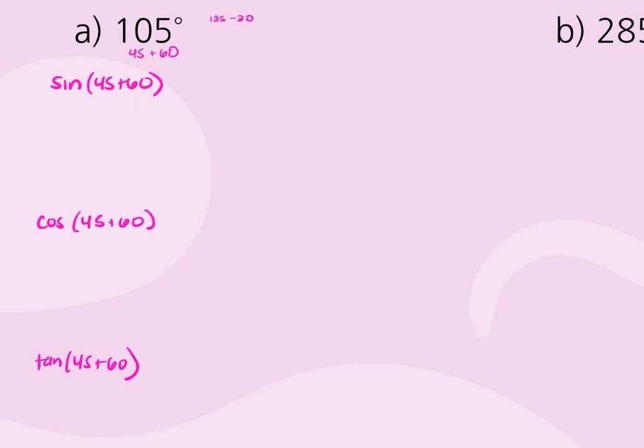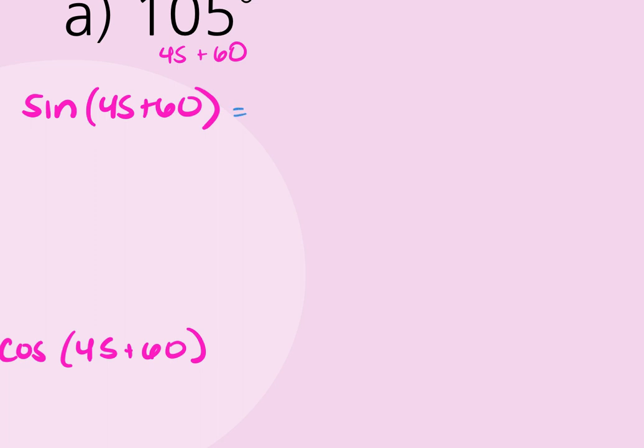What's the pattern for sine? Sine, cosine, cosine, sine. So sine 45, cosine 60. Do I keep the sine or change it? Keep it. Yep. And then cosine 45, sine 60.